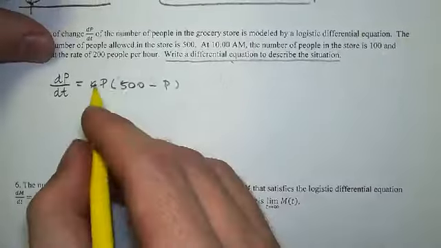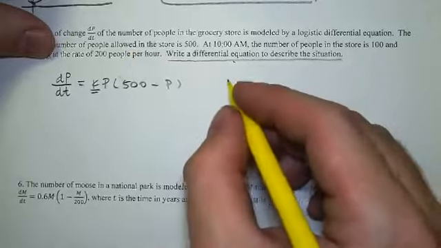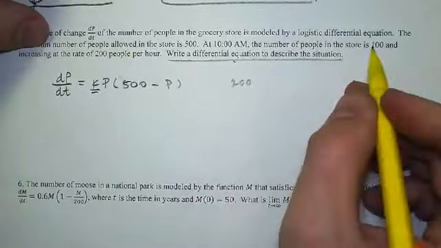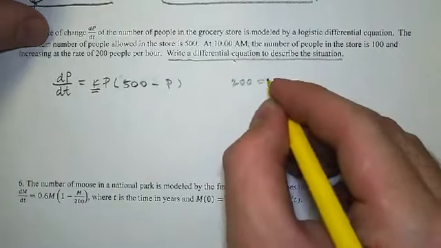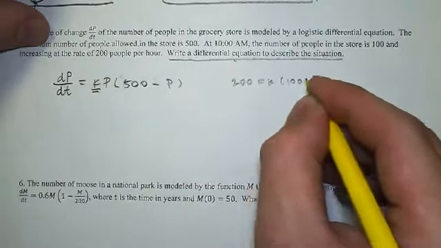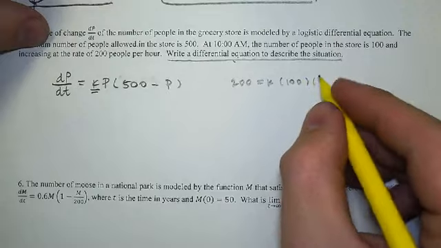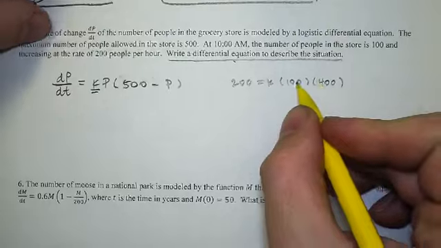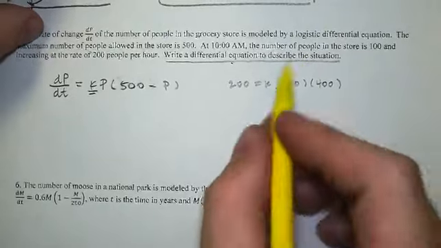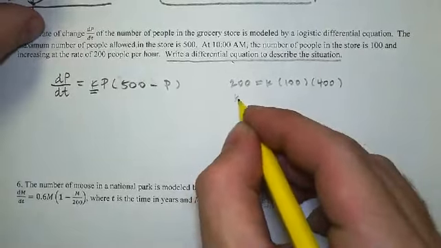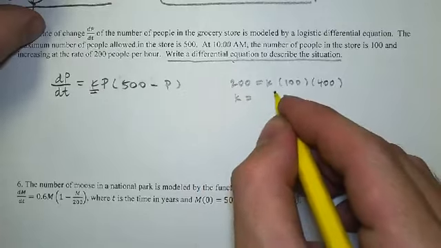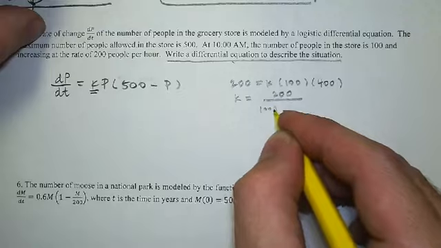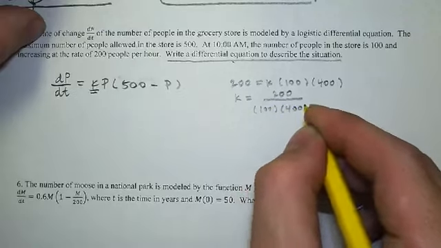Now, we're going to have to do a little more work to find that, but that's fine. We can do that, because all we need to find is this K right here. So what I'm going to do is I'm going to say dP/dt is 200 when P is 100. So 200 is K times 100 times 500 minus 100, which is 400. Okay, that's 40,000. K is 200 divided by 40,000. How about we leave it, instead of 40,000, we call it 100 times 400.